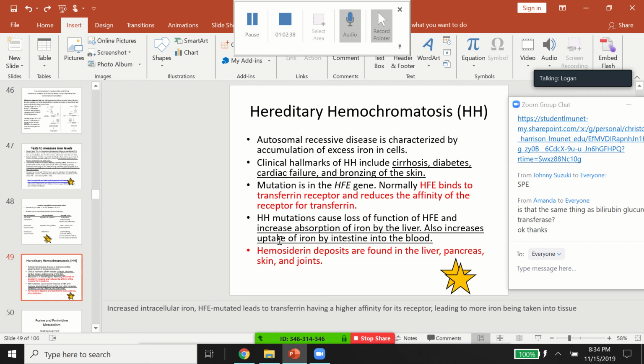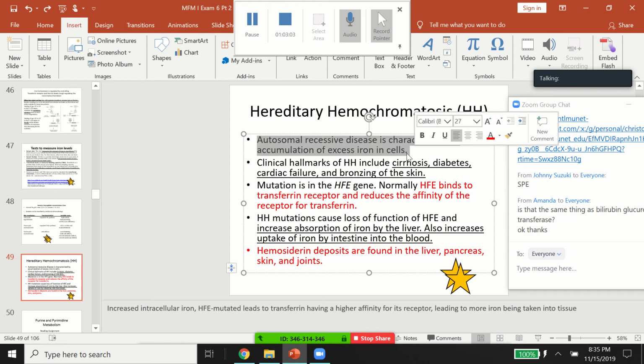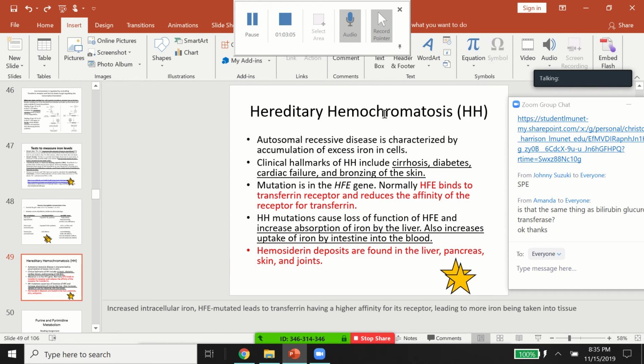Now, if you remember, ferritin's like your main store for iron, but hemosiderin is if you have way too much iron or excess iron. So that's why you have hemosiderin deposits found in the liver, pancreas, skin, and joints. So if they say anything about hemosiderin deposits, or any kind of HFE gene mutated, make sure you know it. Honestly, everything on this slide is high yield, except probably this part up here. But yeah, so know all of this for sure.